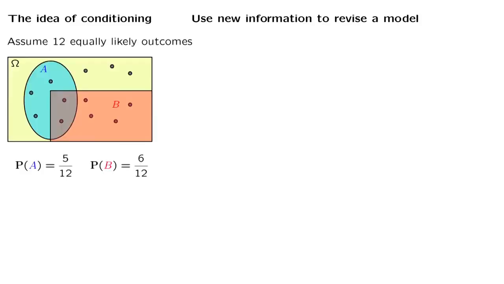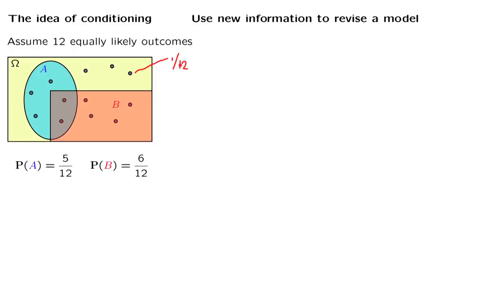Conditional probabilities are probabilities associated with a revised model that takes into account some additional information about the outcome of a probabilistic experiment. The question is how to carry out this revision of our model. We will give a mathematical definition of conditional probabilities, but first let us motivate this definition by examining a simple concrete example. Consider a probability model with 12 equally likely possible outcomes, and so each one of them has probability equal to 1 over 12.